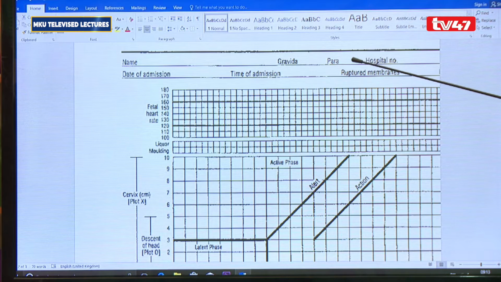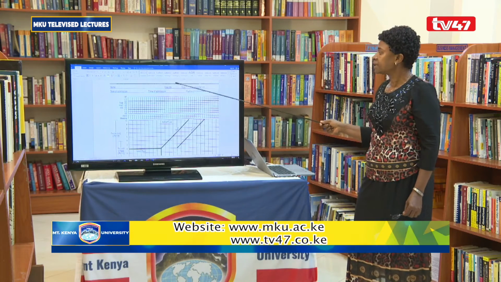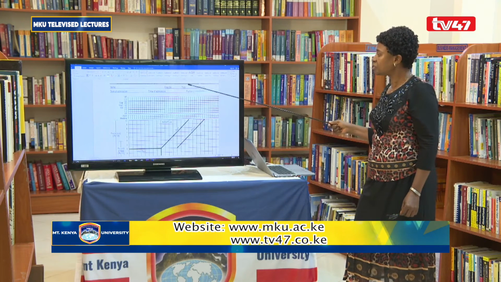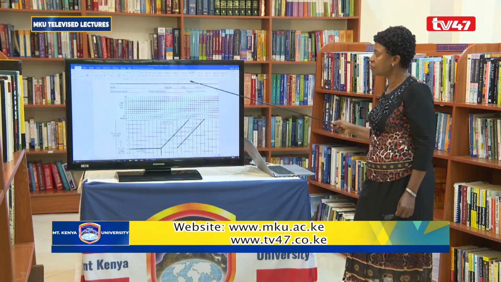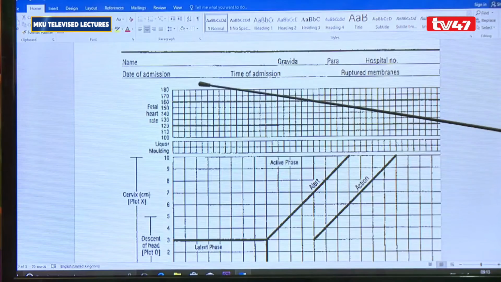Then the hospital number is extremely important because this is the unique identification number of the client. This number has no other client, so it is not possible to confuse a client if you have a unique identification number for that client.